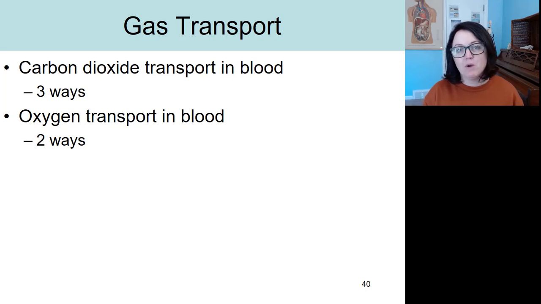Hello, in this video I'm going to go over gas transport in the blood. So the two gases we discuss are carbon dioxide and oxygen. Carbon dioxide can be transported through the blood using 3 different mechanisms, while oxygen is transported through the blood using 2 different mechanisms. We're going to first take a look at carbon dioxide.